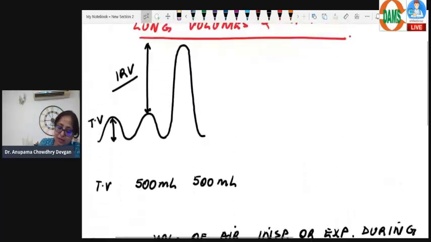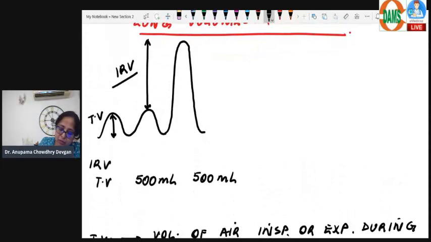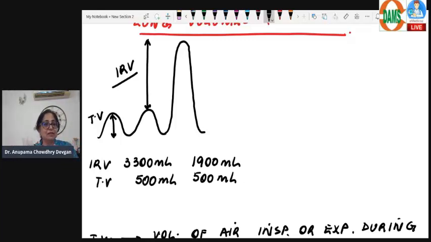How much is inspiratory reserve volume? Inspiratory reserve volume in males is 3300 ml, in females about 1900 ml. There is a difference in the IRV in males and females. Males have larger thoracic cages, more muscle mass, so they are able to inspire more over and above a tidal inspiration. Females, the IRV is 1900 ml.